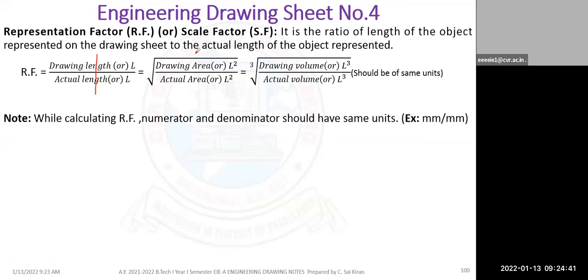Whenever you are taking two dimensions, such as area, the drawing area will be L square and the actual area will also be L square. Suppose the L unit is in centimeters, so it will be centimeter square, or if the unit is mm, then mm square. Because it has a square and we are drawing only 1D, we can't draw 2D on the drawing sheet. So what we do is use the square root. This square will be cancelled and we'll get L. So whenever you are taking area, you use the square root, and whenever we are taking volume, you take the cube root. That's the formula we will be using here.